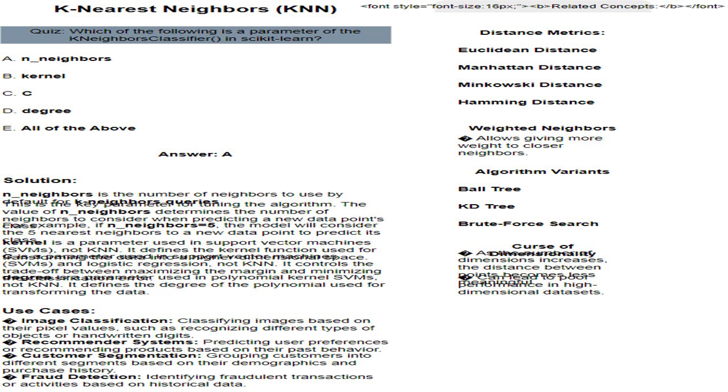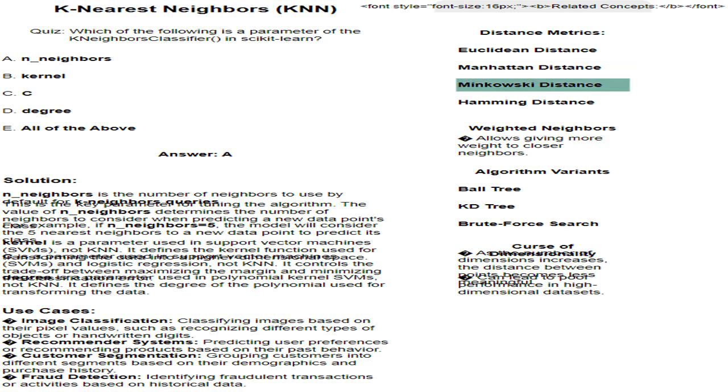Euclidean distance, Manhattan distance, Minkowski distance, Hamming distance. Weighted neighbors allows giving more weight to closer neighbors. Algorithm variants: ball tree, KD tree, brute force search.